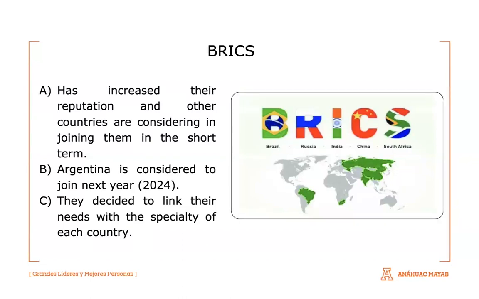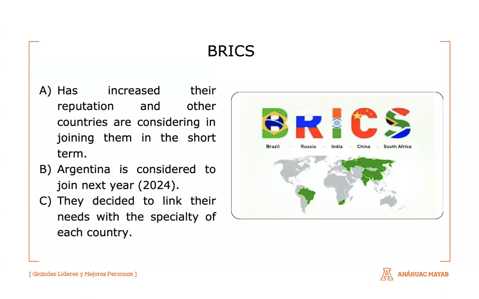A very good example of an emerging market is actually BRICS, which is established by Brazil, Russia, India, China, and South Africa. As you can see here, they have increased their reputation, and nowadays all the countries are trying to join, such as Argentina, which is expected in 2024. What's happening is that they know the specialty and the benefit of each one. So they merge, and even though they are not geographically in the same place, they redefine the main needs and how each one can somehow intervene.